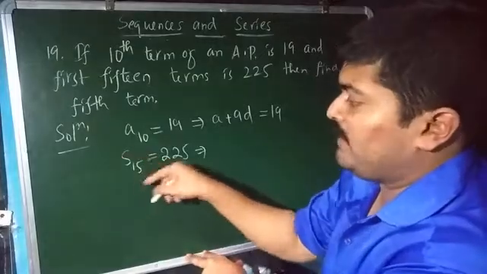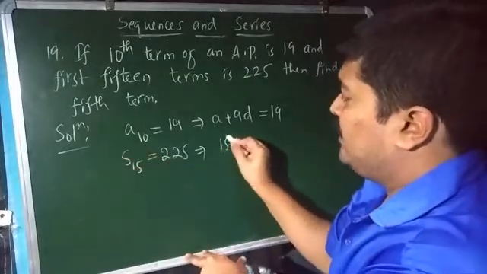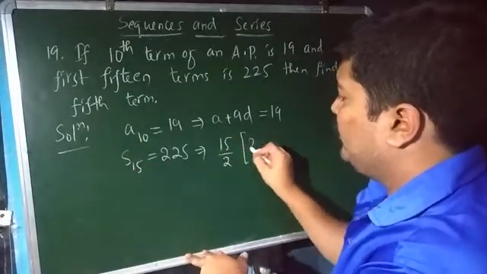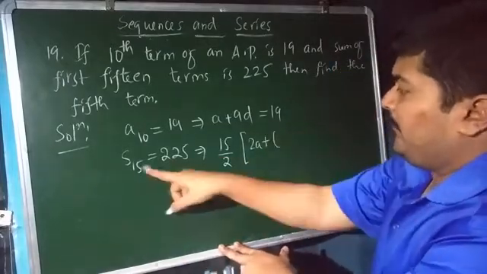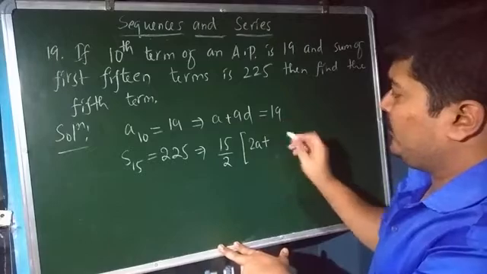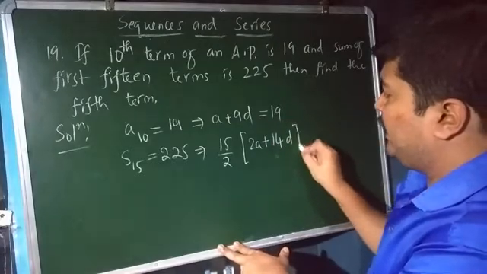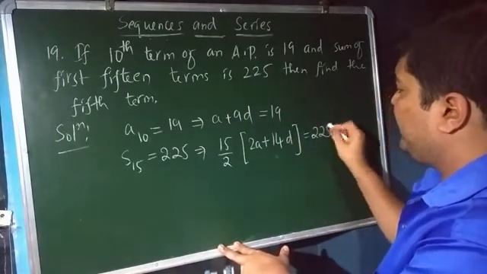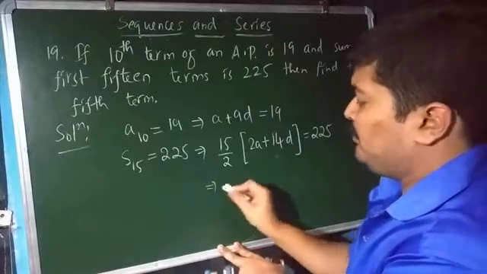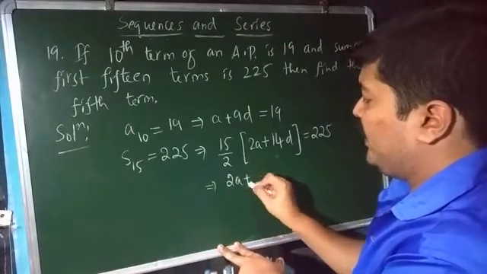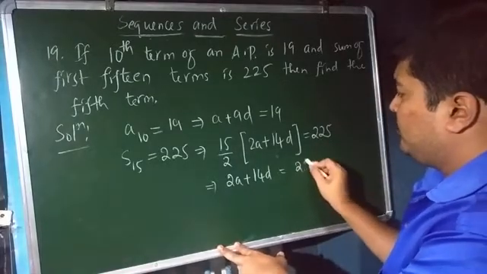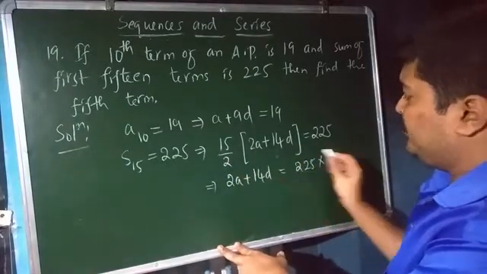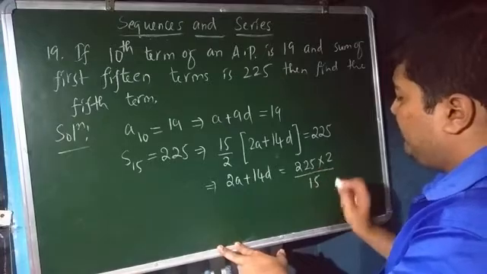That implies apply the formula for S15. That is 15 by 2 into 2 into A, A value we don't know, plus 15 minus 1, that is 14, isn't it? 14 into D is equal to 225. Now this implies what you are left with? 2A plus 14D is equal to, here you will get 225 multiplied with this 2 divided by 15.